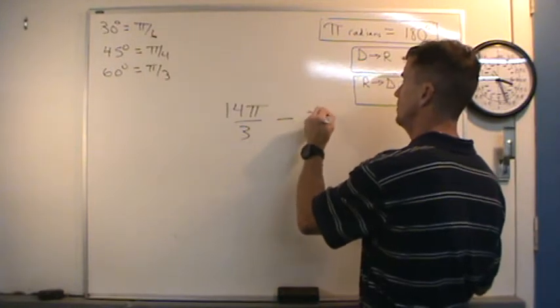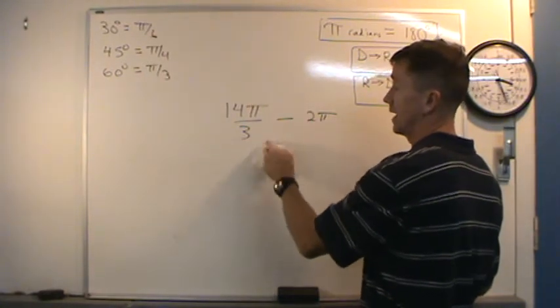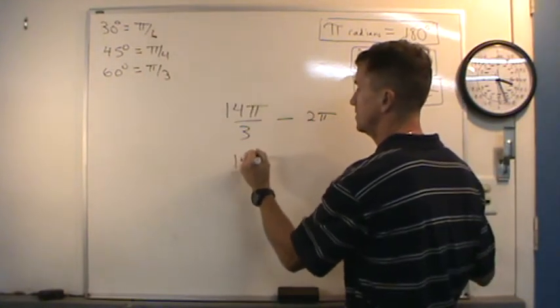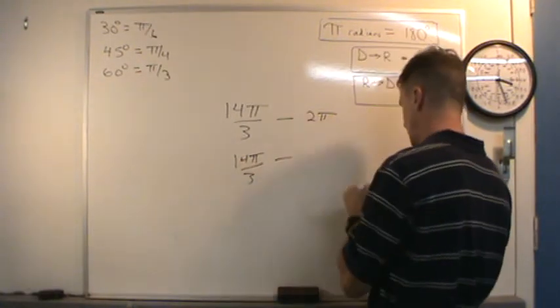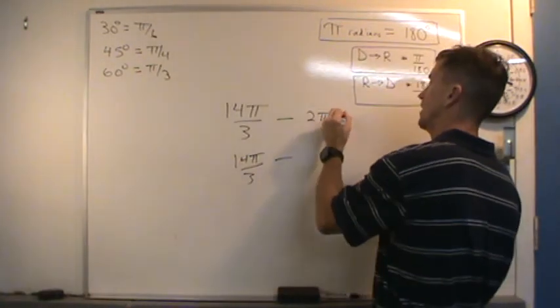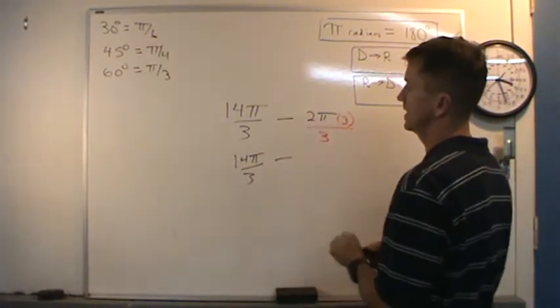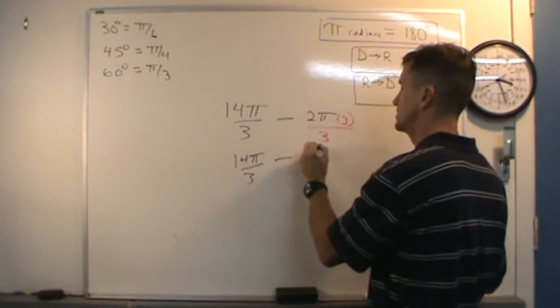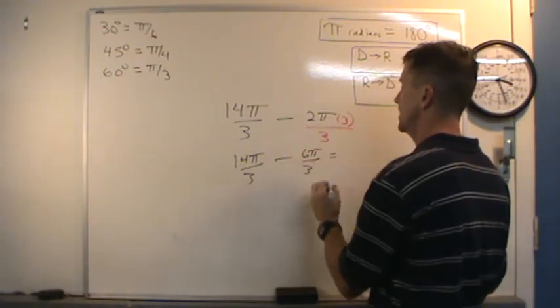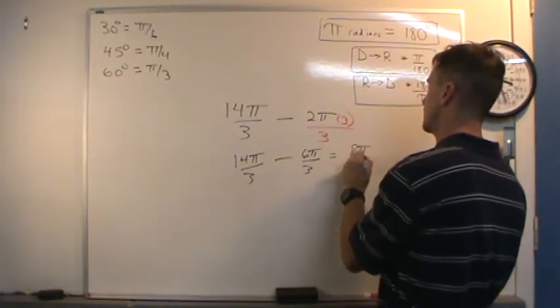I'll just subtract 2 pi from this. I need a common denominator, so I want 14 pi over 3. I multiply 3 over 3 so I have common denominators. I get 14 pi over 3 minus 6 pi over 3. And that gives me 8 pi over 3.